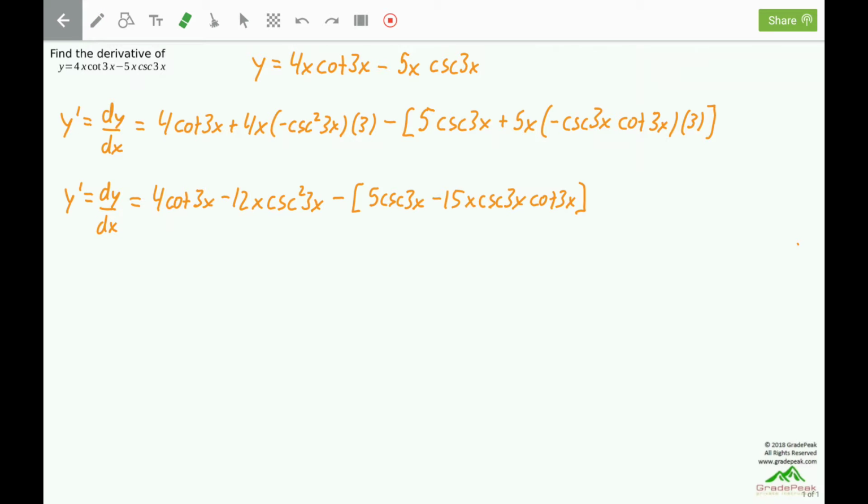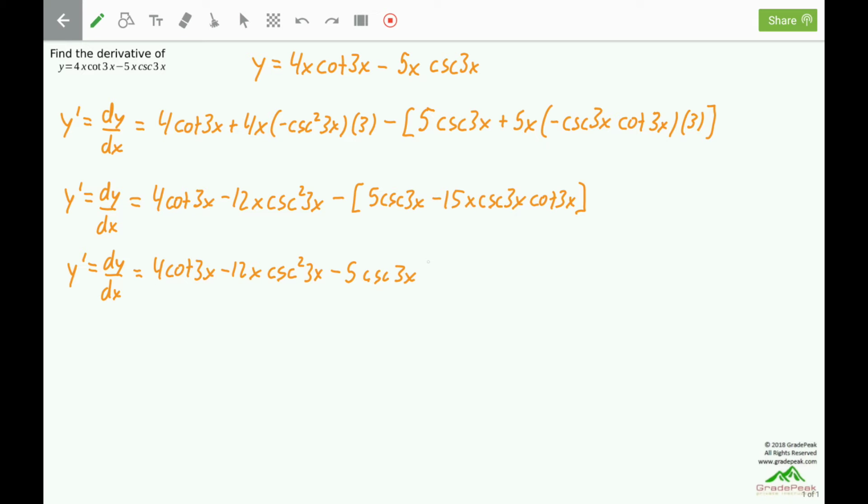The next thing to do here is to distribute the negative sign right here into all of this. That will change the signs on each of those. And then we will combine together any like terms, though it doesn't look like we will have any like terms at all. So I have 4 cotangent 3x minus 12x cosecant squared of 3x. I leave those ones alone. I have a minus 5 cosecant of 3x.